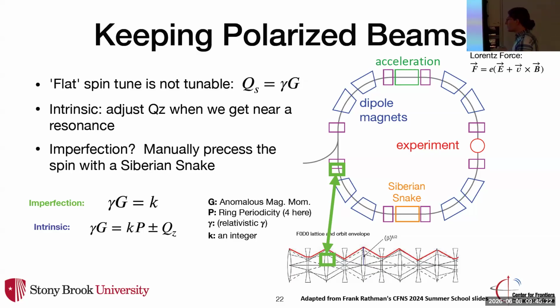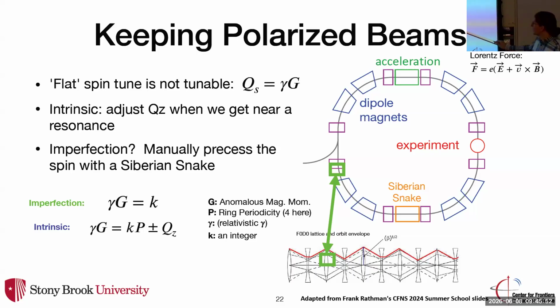But even if we don't have field imperfections like that, the structure of this and the fact that the orbit is not a straight line, it's not a fixed line through the dead center of all these magnets, means that even if we built it right, there will be these intrinsic depolarizing resonances where the spin tune is some integer multiple of the periodicity of the ring times the vertical tune.